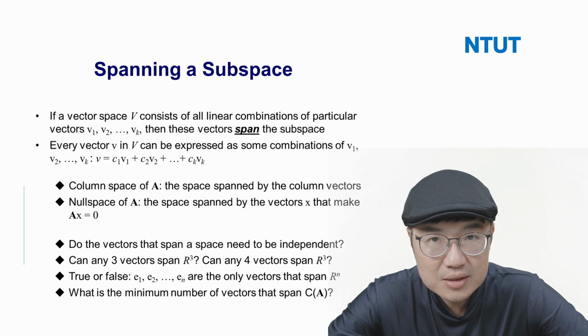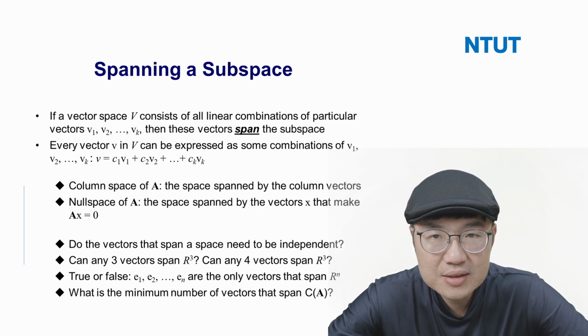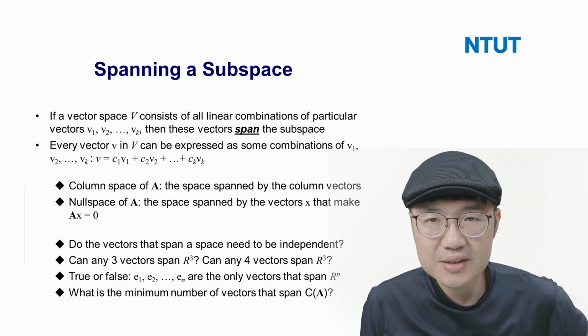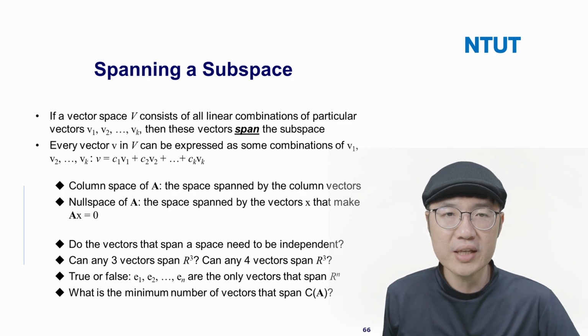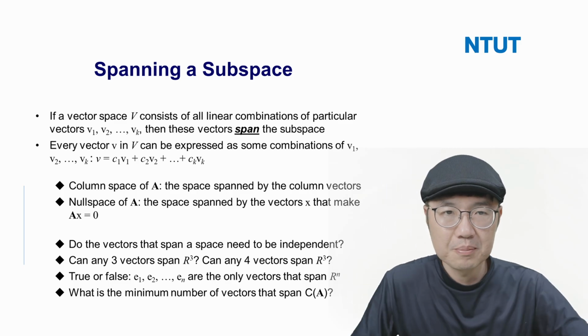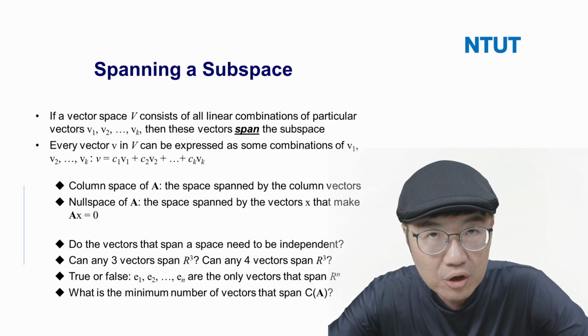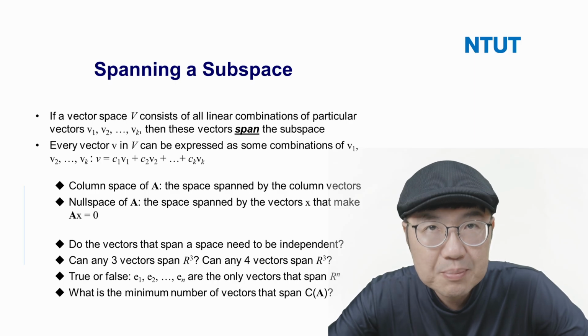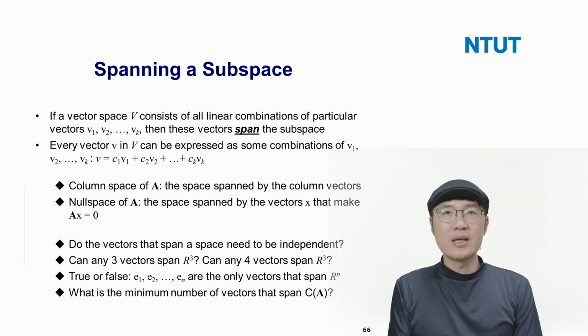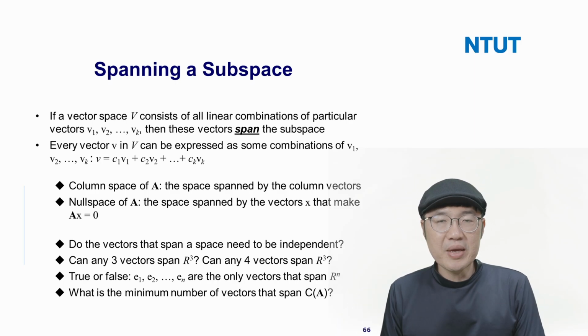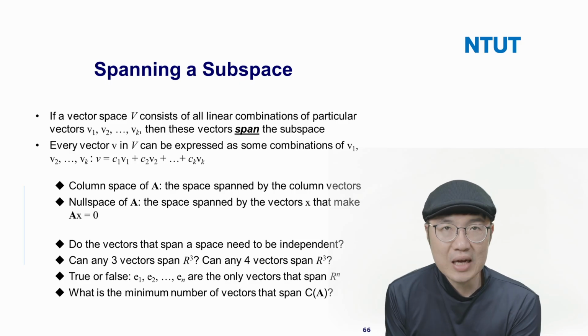And the next term is called spanning a subspace. If a vector space V consists of all linear combinations of particular vectors v1, v2 to vk, then we say these vectors span the subspace. In other words, span means linear combination.